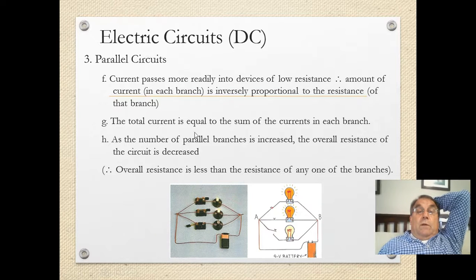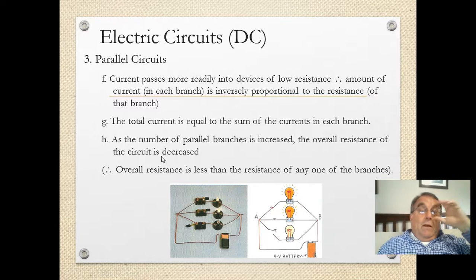Okay, so the current passes more readily into the devices with a low resistance. So the amount of current in each branch is inversely proportional to the resistance of that branch. So the math for parallel circuits is a little trickier. So the total current is equal to the sum of the currents in each branch. And as the number of parallel branches increases, the overall resistance of the circuit decreases, which is kind of counterintuitive, but it'll make sense as we go along. Okay.